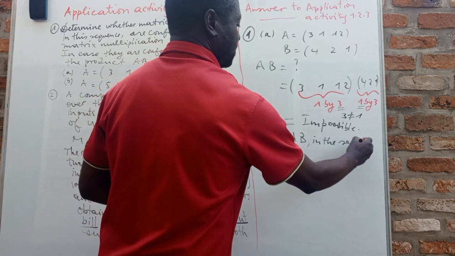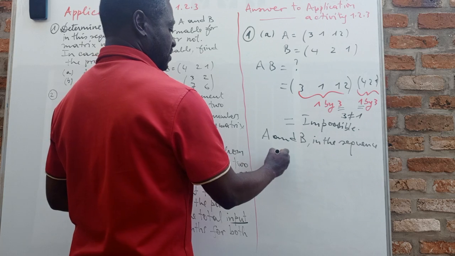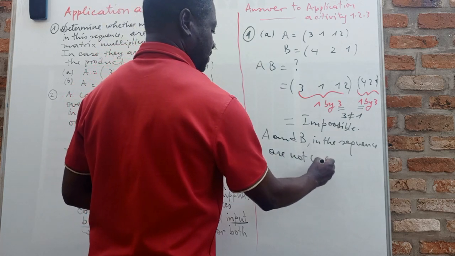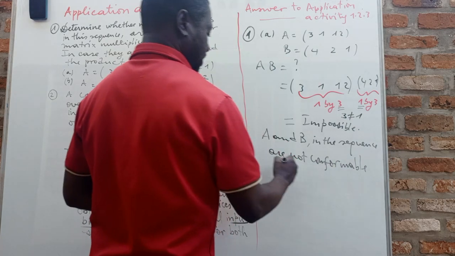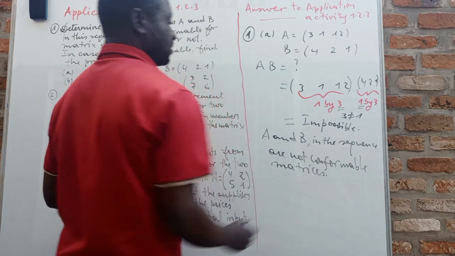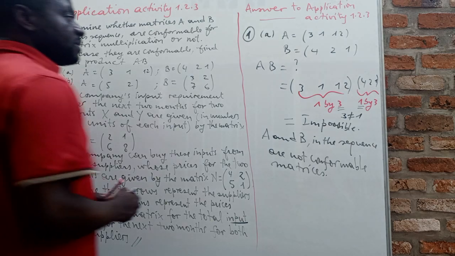The product is not possible for A and B in this order, in this sequence. They are not conformable matrices. So in this case, we can't find the product.